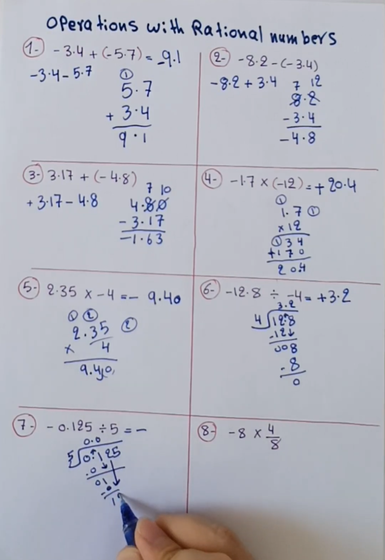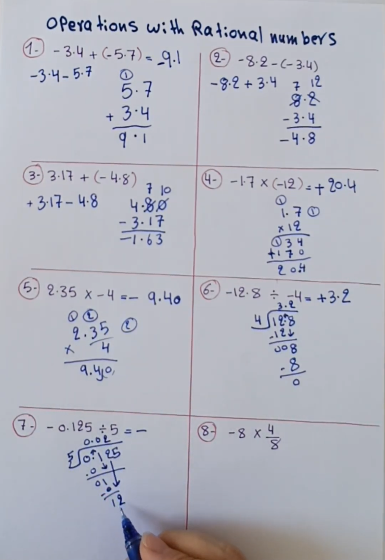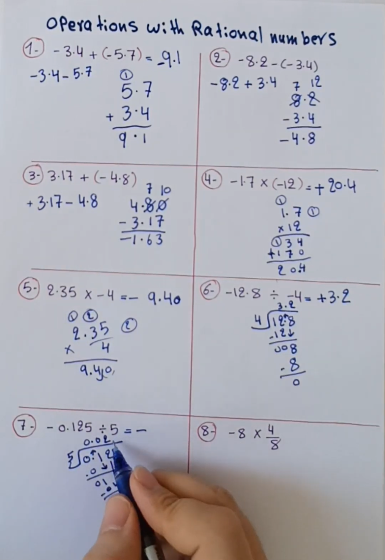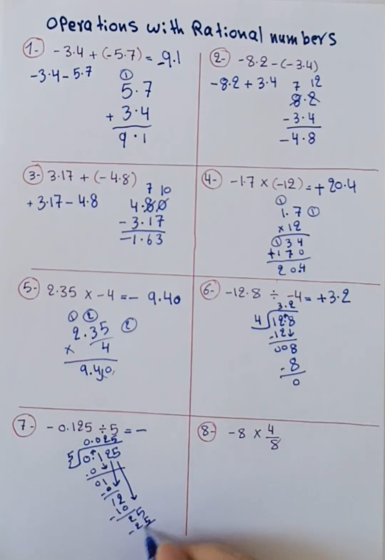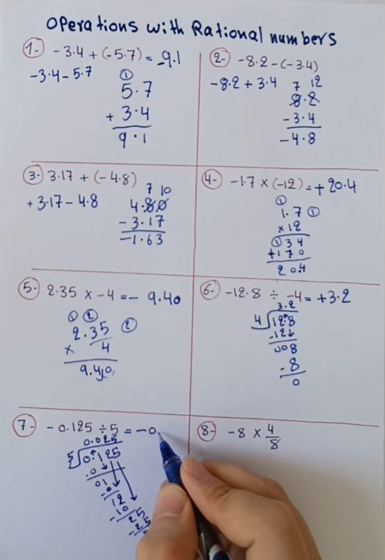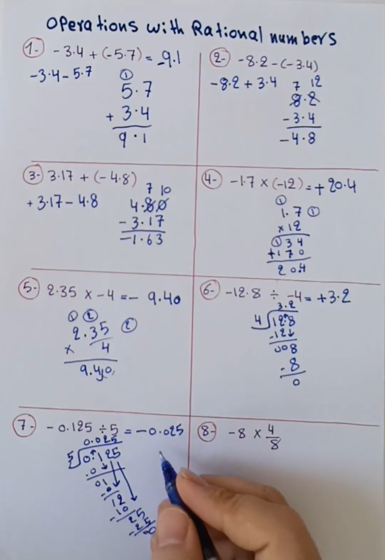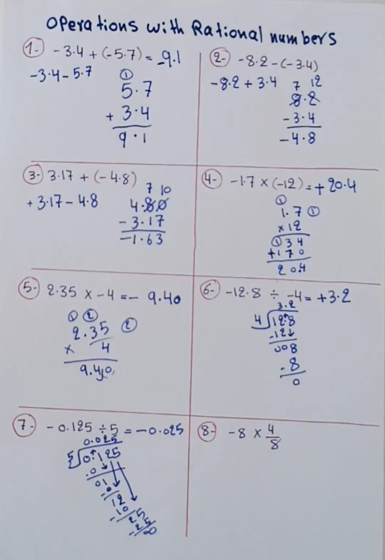And then you have to bring down 2. 12 divided by 5 is 2. 2 times 5 is 10. 12 minus 10 is 2. You have to bring down 5. 25 divided by 5 is 5. 5 times 5 equals 25. So the quotient is 0 and 25 thousandths, negative 0.025.